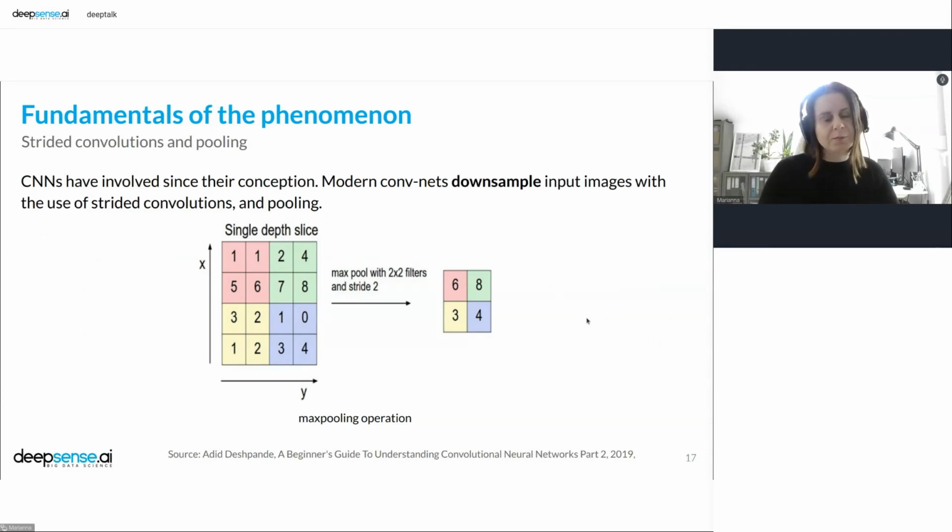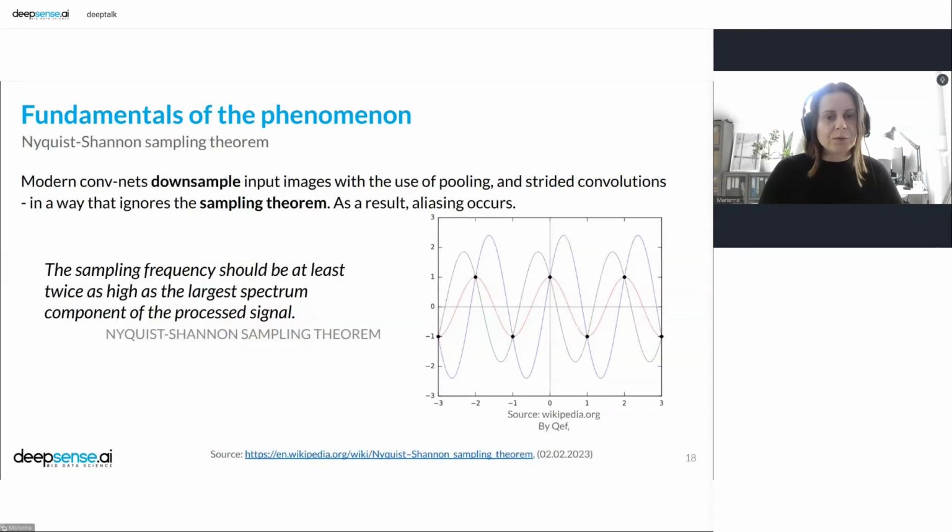And stride works the same for pooling layers. Here is the example of pooling with stride 2. Why is it important? To answer this question, we need to go back to signal processing for a moment and talk about the sampling theorem and aliasing. The sampling theorem, also called the Nyquist-Shannon criterion, says that the sampling frequency should be at least twice as high as the largest component of the processed signal.